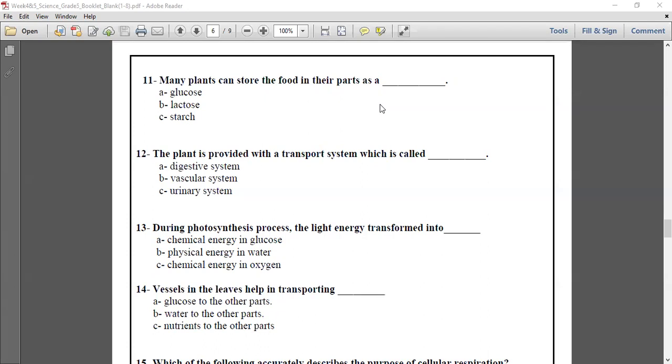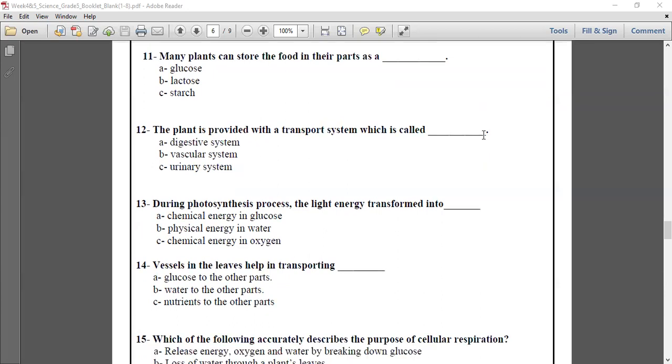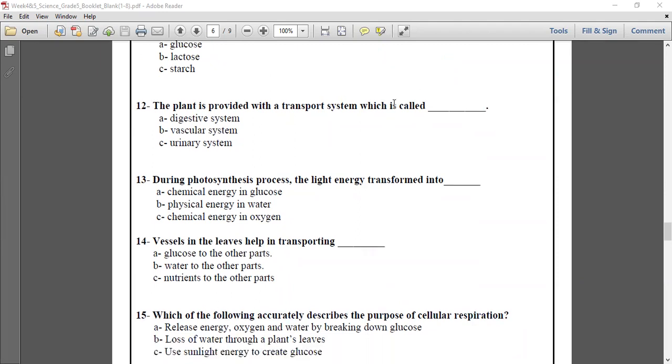Okay. Many plants can store the food in their parts as glucose, lactose, starch. Starch, thank you. Muhammad Abdul Hafiz, question number 12. I'm not sure, but I will try. The plants are equipped with a transport system, which is called the vascular system. A vascular system, excellent, thank you. Number 12, letter B, vascular system.